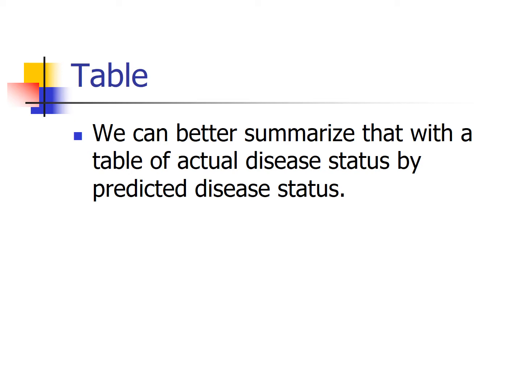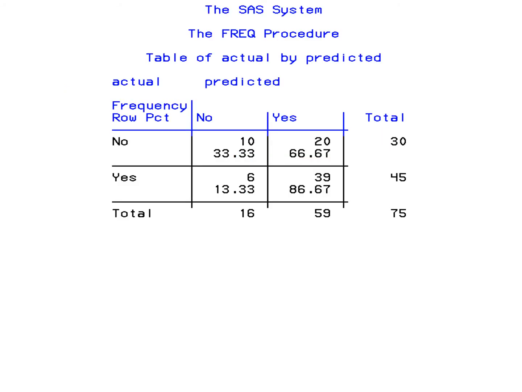Now, that information, that wall of text in the previous slide, could actually be more succinctly summarized with a table that cross-references actual disease status by a predicted or classified disease status. And so here's a table that I put together myself. I just inputted the numbers from the other slide into ProcFreak. All right, so we could take a look.